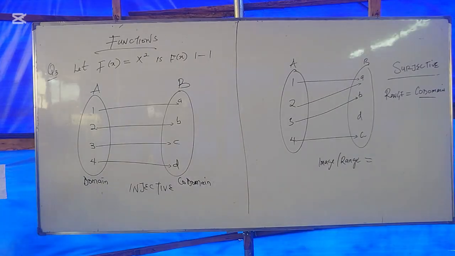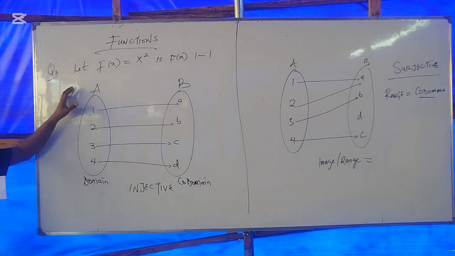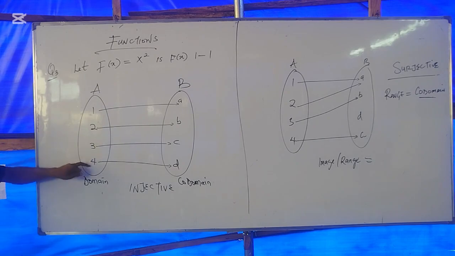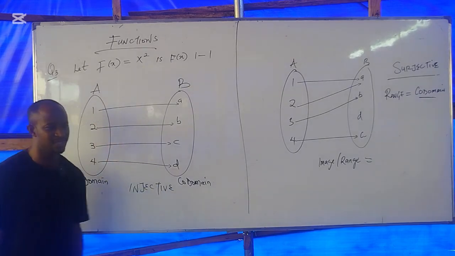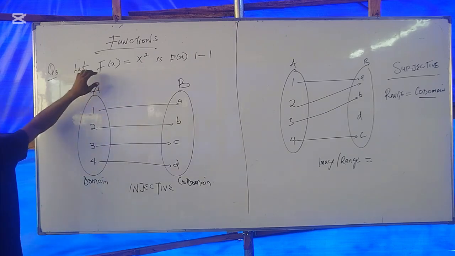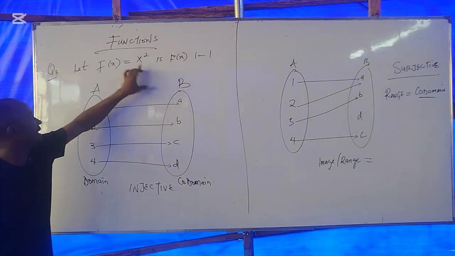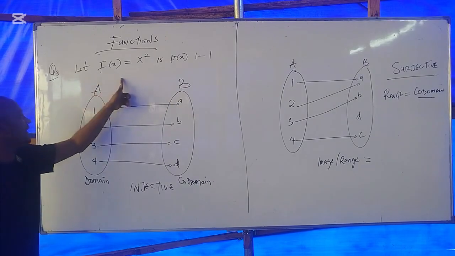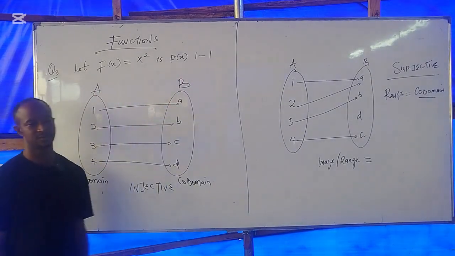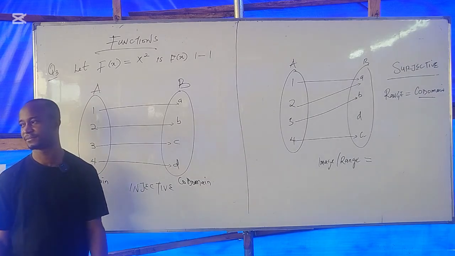Okay, let's watch. Look at this now. What is the gist behind one-to-one? It is that every element here must have a unique element. Now, the last question said, if f of x equals x squared, is f of x one-to-one? Let's verify if it's one-to-one.